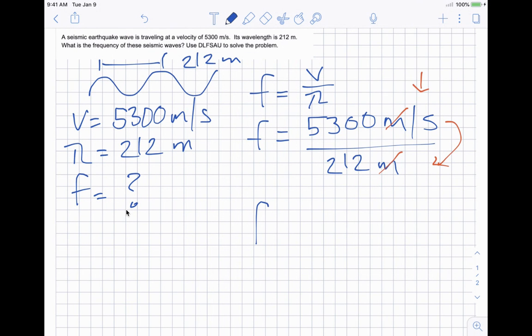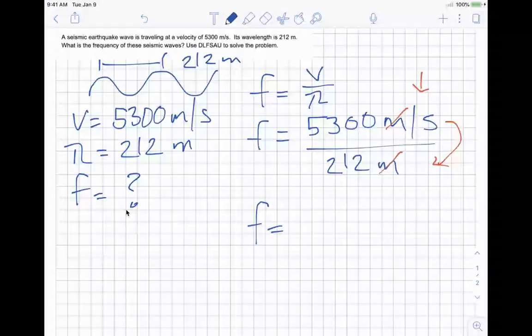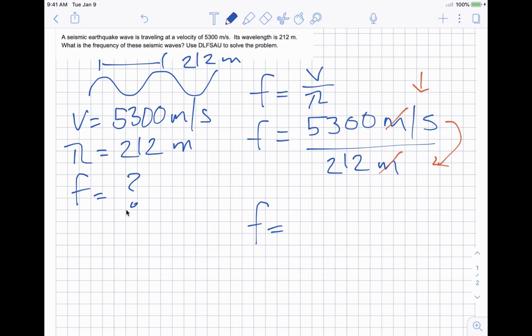So we do the math. 5,300 divided by 212 is going to give me an answer of 25. And since I have per seconds, that gives me hertz as my final answer.